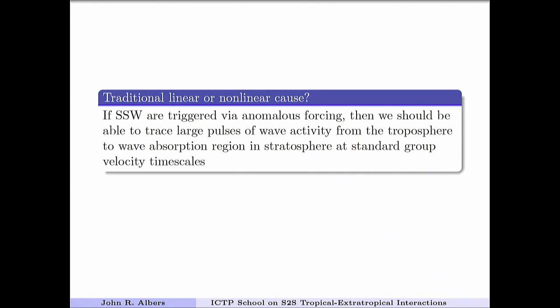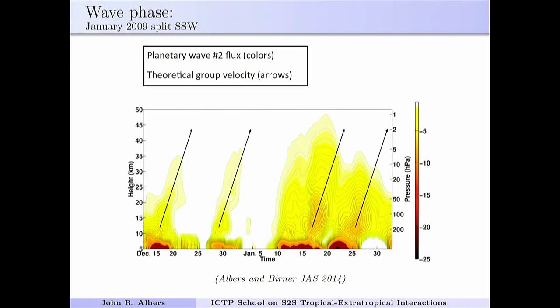So if warmings are triggered by anomalous forcing, then we should be able to trace large pulses of wave activity from the troposphere to the stratosphere, right? And this should happen at linear group velocity timescales. You generate a wave, it propagates up to the stratosphere, to the critical layer, where it triggers that downward critical layer cascade. And we should be able to see this. So what do we see?